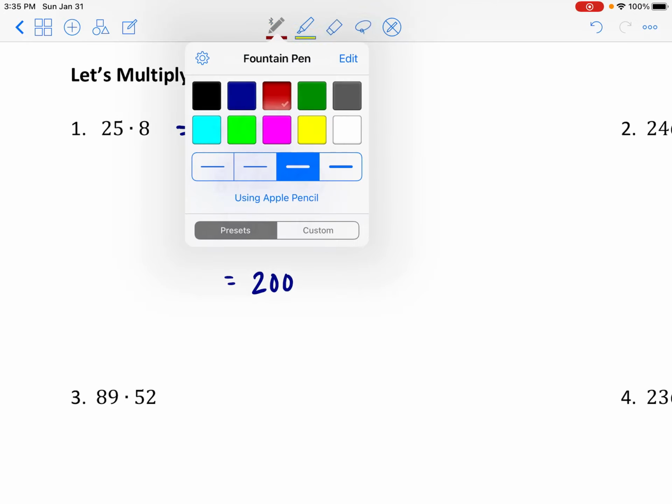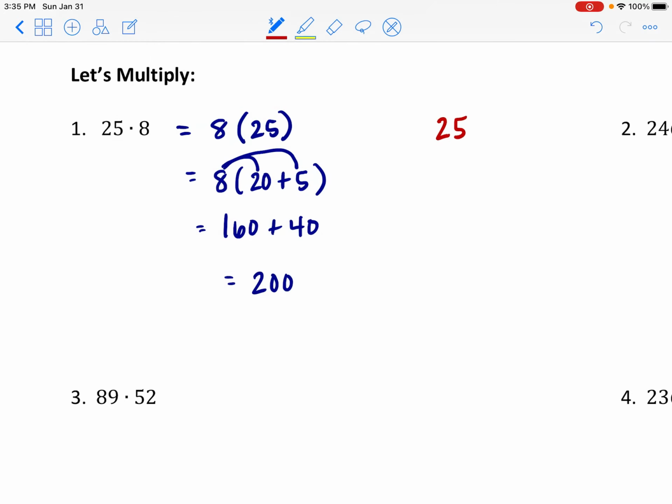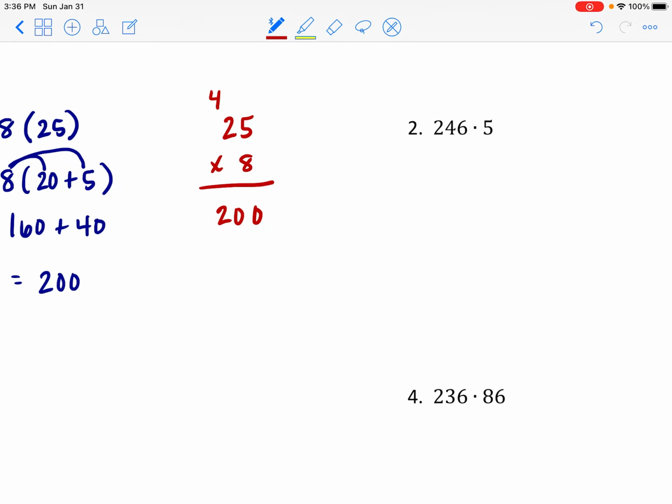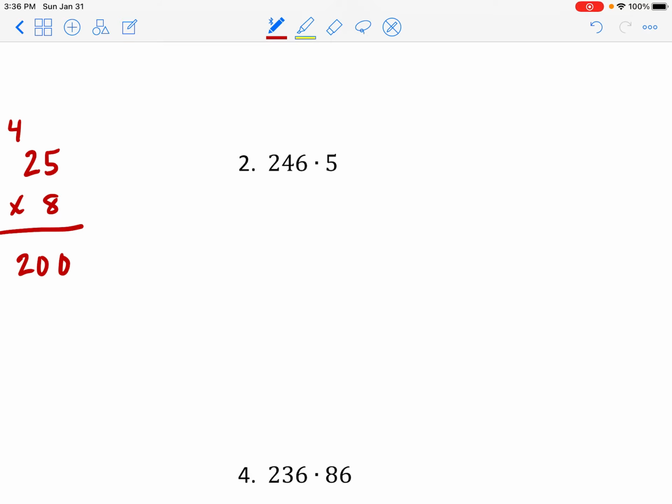If you wanted to multiply the traditional way, 25 times 8. Well, 8 times 5 would be 40, and so we'd put the 0 here and carry the 4. And then 8 times 2 is 16. If we add the 4, we get the same result of 200. Okay, it's kind of whatever you're seeing going on in your head here.